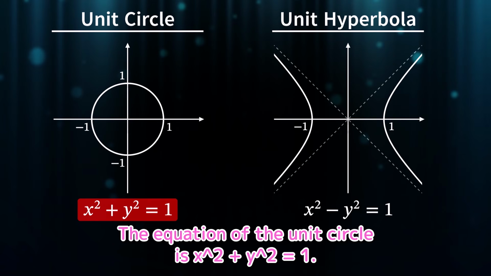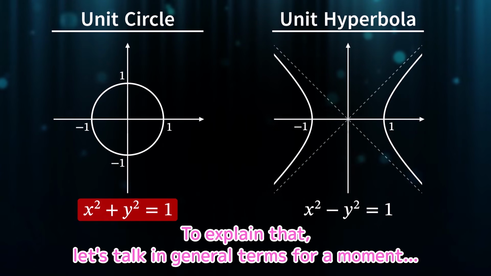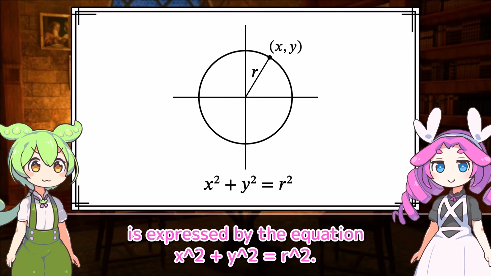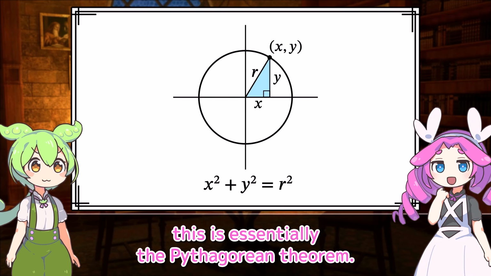The equation of the unit circle is x squared plus y squared equals 1. Why does the equation look like that? Good question. To explain that, let's talk in general terms for a moment. A circle centered at the origin with radius r is expressed by the equation x squared plus y squared equals r squared. Actually, if you think of it as a right triangle, this is essentially the Pythagorean theorem.